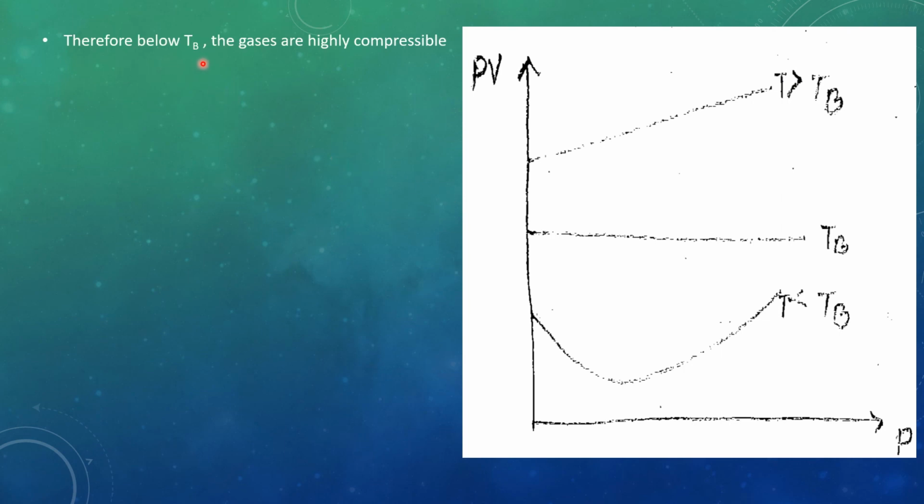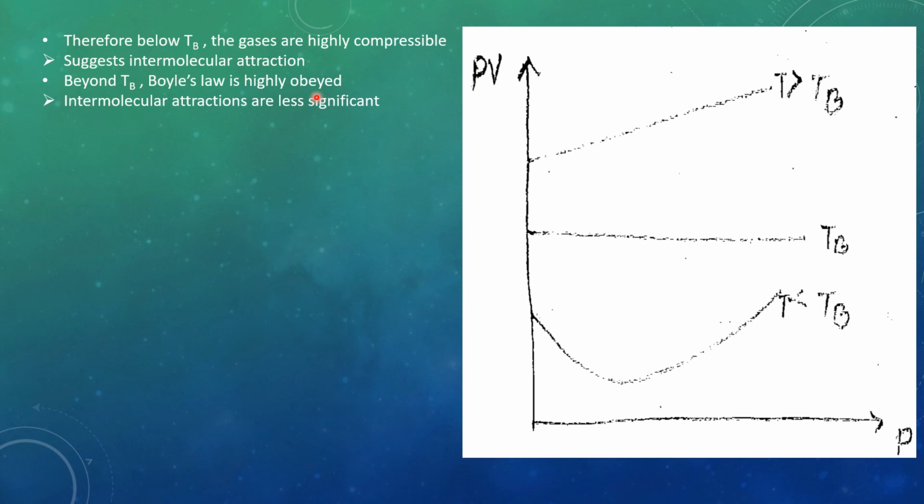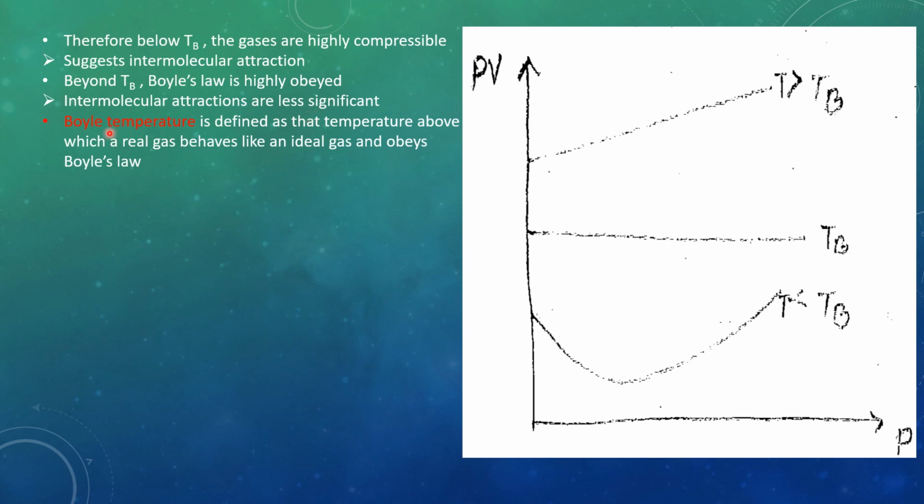Therefore, below T_B, the gases are highly compressible. That suggests intermolecular attraction between the molecules. Beyond Boyle's temperature, Boyle's law is highly obeyed. The intermolecular attractions here are less significant. So Boyle's temperature can be defined as that temperature above which a real gas behaves like an ideal gas and obeys Boyle's law.